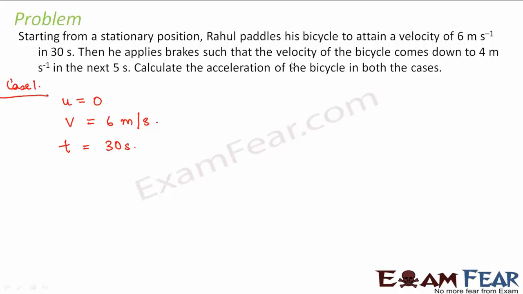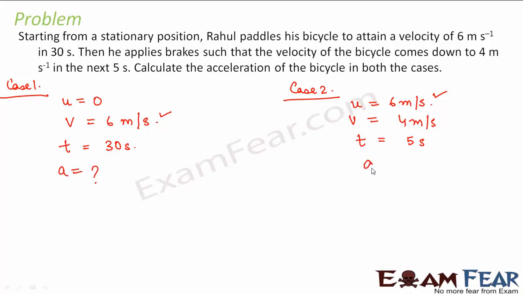Then he applies brakes such that the velocity of the bicycle comes down to 4 meter per second in the next 5 seconds. So in case 2, his final velocity becomes 4 meter per second. And what was his initial velocity? His initial velocity was 6 meter per second, because in the second case, he was already moving with a velocity of 6 meter per second, right? So this becomes his initial velocity, and then he applies brake, so his final velocity becomes 4 meter per second. And how much time does he take to do so? He takes 5 seconds. So we have to find out the acceleration in both these cases.